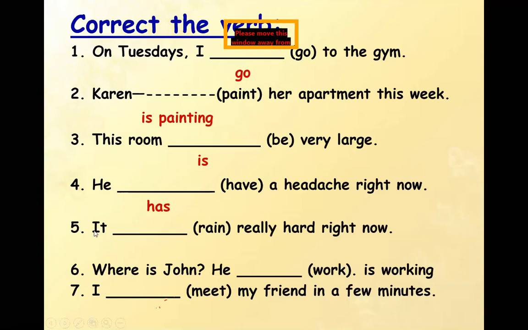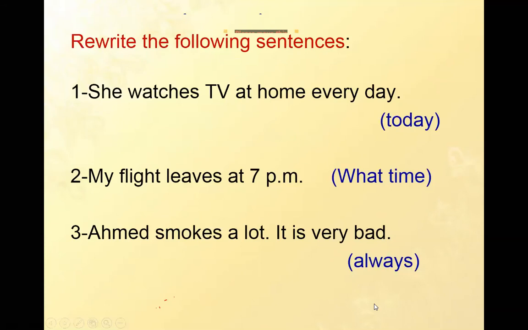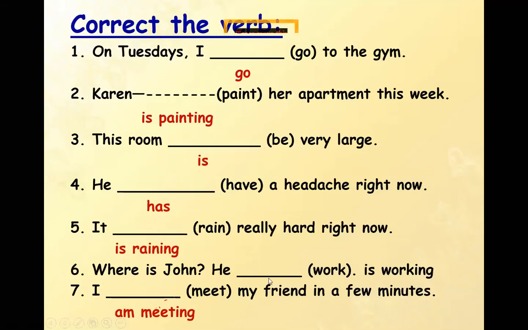Okay. Number 5, it rain really hard right now. It's an action. So it's raining. Excellent. Number 6, where is John? He works. Sorry, the answer is working. Is working. Okay, it's written next to it. Is working because I'm describing his action. I meet my friends in few minutes. It's arrangements. In Arabic means مواعيد. Continuous. Am meeting. We are talking about present simple and the continuous dear.